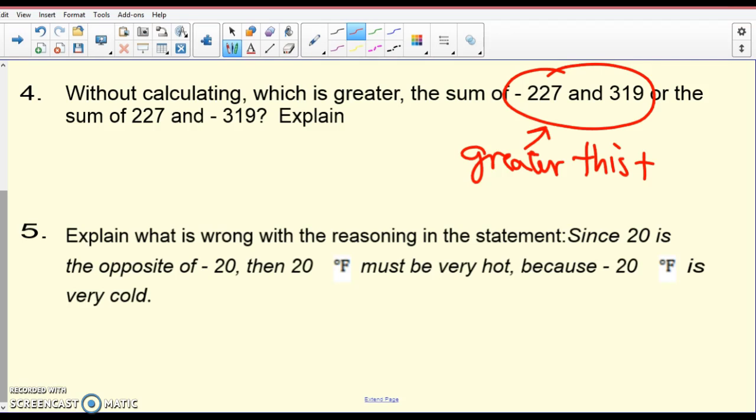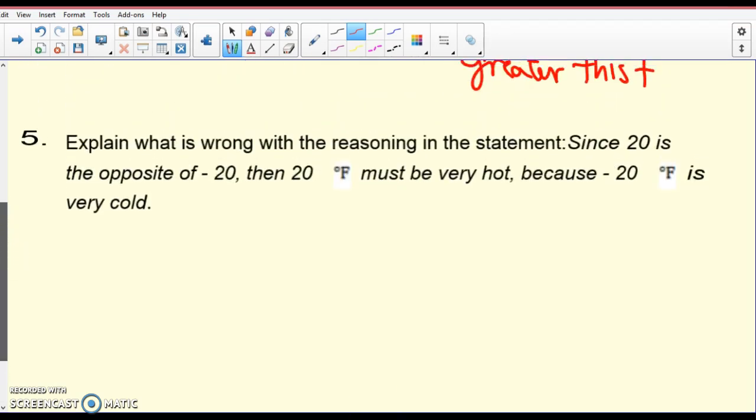All right. Explain what is wrong with the reasoning of this statement. Since 20 degrees is the opposite of negative 20, then 20 degrees Fahrenheit must be very hot because negative 20 degrees Fahrenheit is very cold. I think that's kind of a silly problem. That's not how temperature works, right? Just because they're opposite doesn't mean that since one is very cold, the other has to be very hot. That's not how temperatures work. You're right, negative 20 degrees Fahrenheit is freezing, cold. I mean, below freezing, way below freezing.